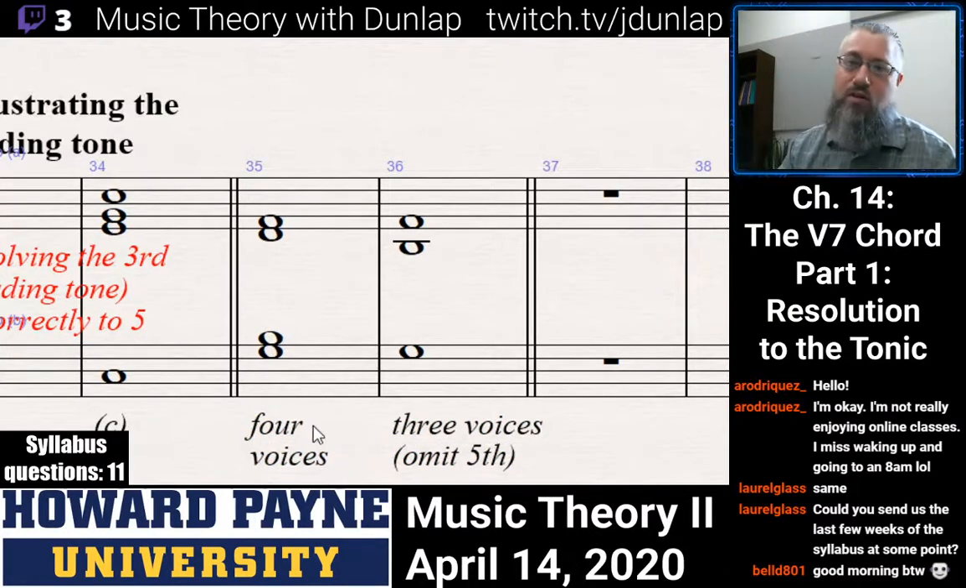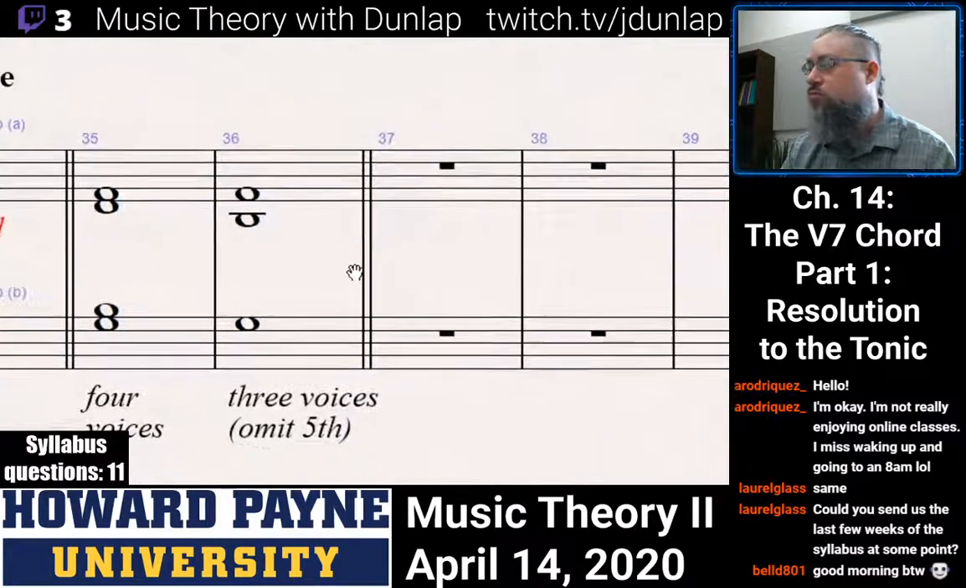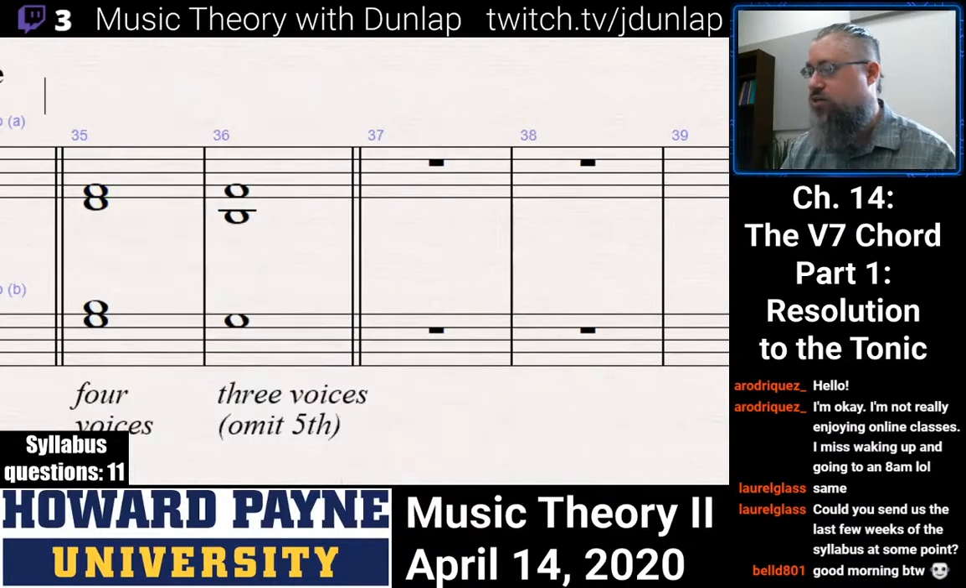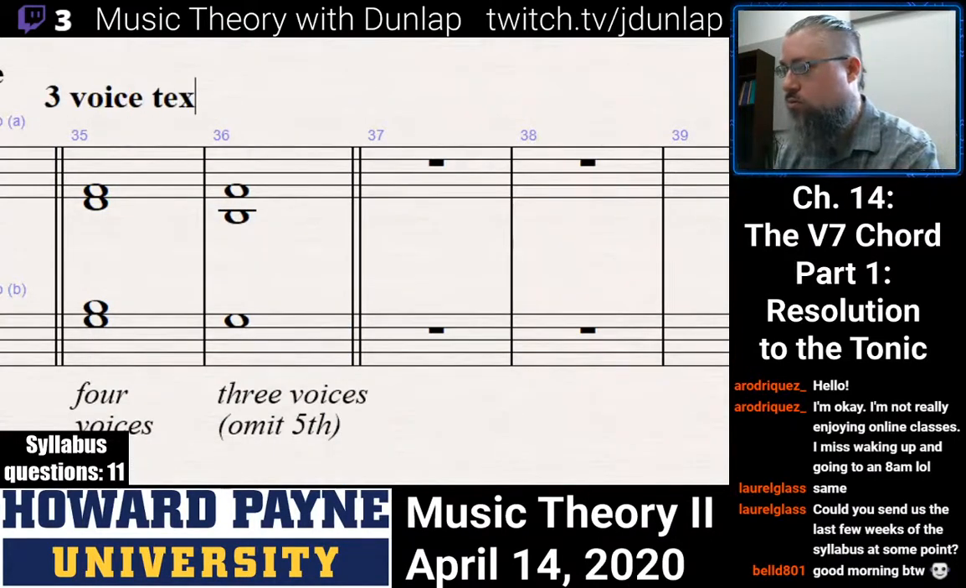Four voices, we have the luxury of having a complete voicing. 3 voices, the only voice we don't need is the 5th because it doesn't define the quality of the chord. It's the 3rd and the 7th that do that. So we're going to call this 3-voice texture. This is important because this is in the homework.